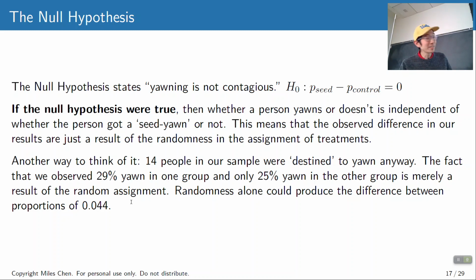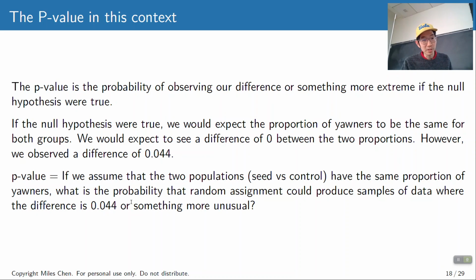All right, so that's what we're saying would be the case if the null hypothesis were true. And so what is the p-value? The p-value is, well, what is the probability of getting that difference of 4.4 percentage points or something more unusual if the null hypothesis were true?